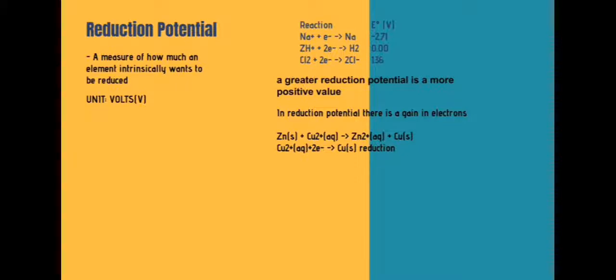As you can see on the table, you can see the standard reduction potentials. Standard reduction potentials can be positive or negative. So, chlorine has the most positive, so it means chlorine wants to be reduced the most. Sodium has the smallest reduction potential, so it wants to be reduced the least. A greater reduction potential is a more positive value. In reduction potential, there is a gain of electrons.